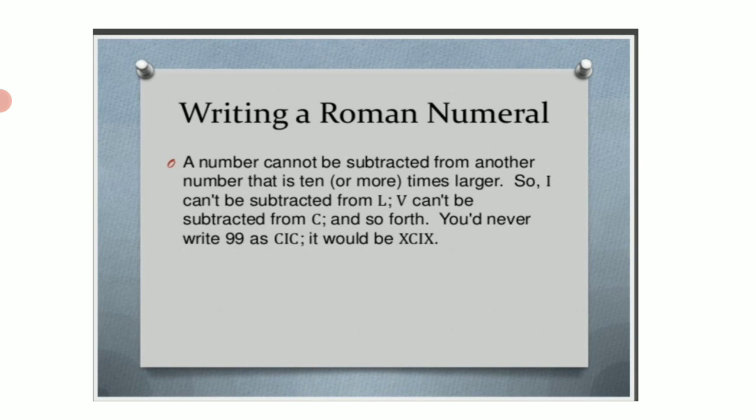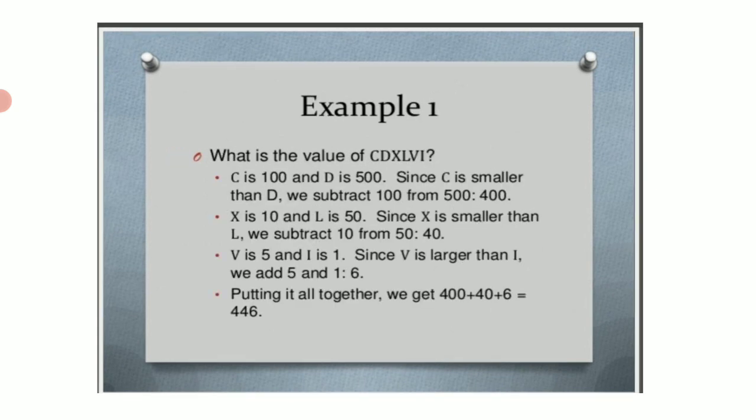A number cannot be subtracted from another number that is 10 or more times larger. So I cannot be subtracted from L. V cannot be subtracted from C, and so forth. If we want to write the Hindu Arabic number 99 in Roman numerals, it cannot be CIC, rather it would be XCIX, where XC means C stands for 100 and X is towards the left of C, that means 100 minus 10 is 90, and again IX stands for 9, that means 90 plus 9 becomes 99.